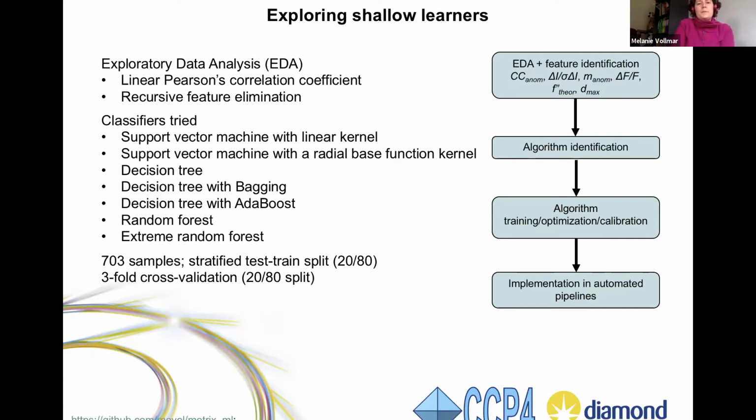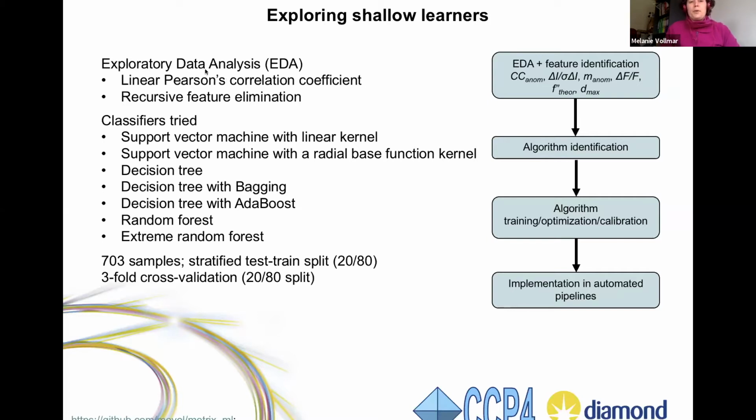So what is the machine learning aspect for that one? It's largely shallow learners, so it's not the deep learning Lucy's just talked about. But essentially, I used the metadata I got from those 810 structures, of which I was able in the end to extract 703 samples. It's not a lot, but at least it was a starting point.